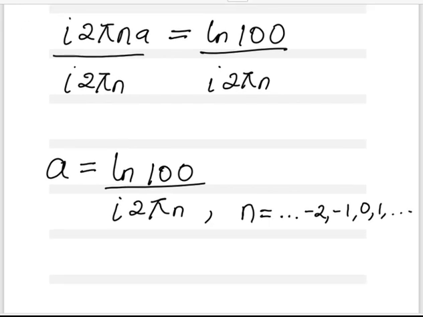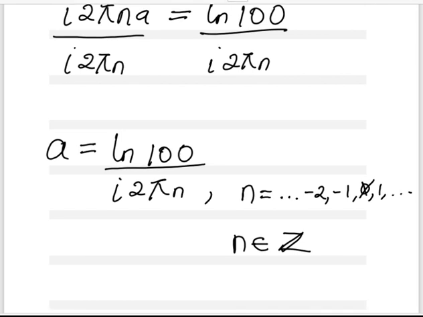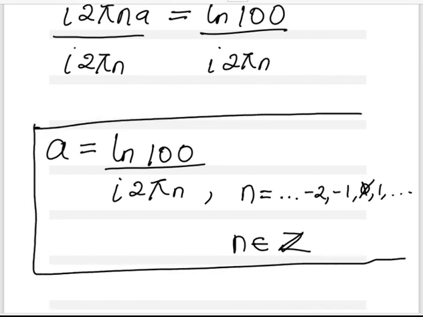But if you look at this critically, if n is 0, then the denominator is going to be 0, and this is going to result in an undefined value for our a. So for that reason, we are going to cancel out 0, and our n is just going to be integers, both positive and negative, but not 0. And this solves our problem, and this is the solution for a.